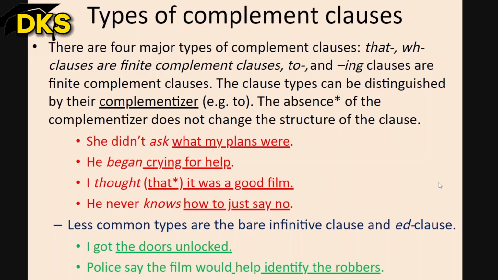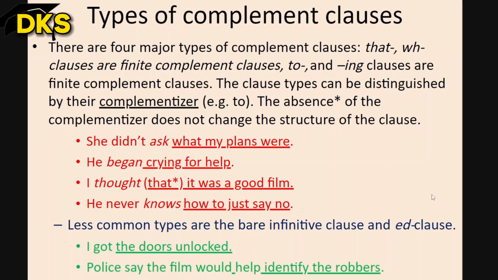He didn't ask what my plans were. What my plans were is a WH complement clause. He began crying for help. Crying for help is a complement clause starting with a participle. I thought that it was a good film. He never knows how to just say no. How to just say no again is starting with a WH word.